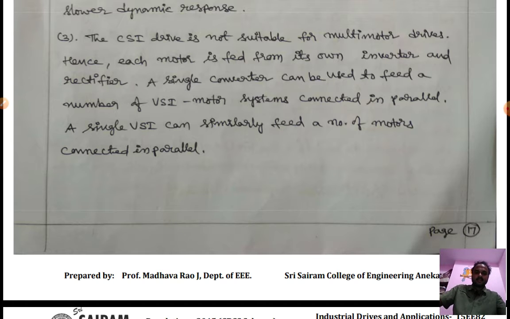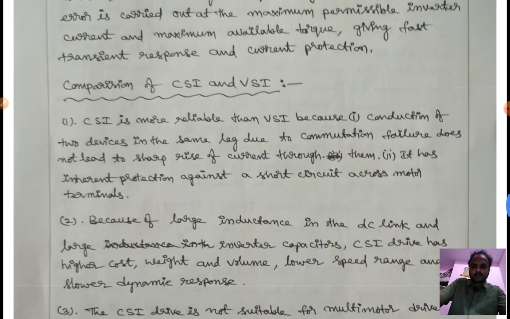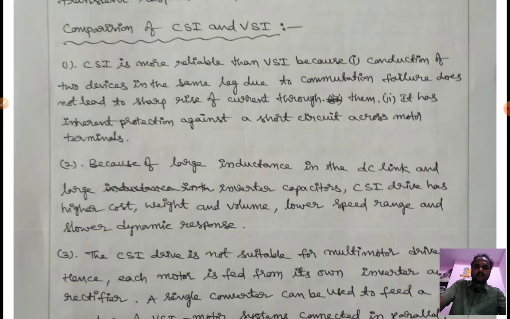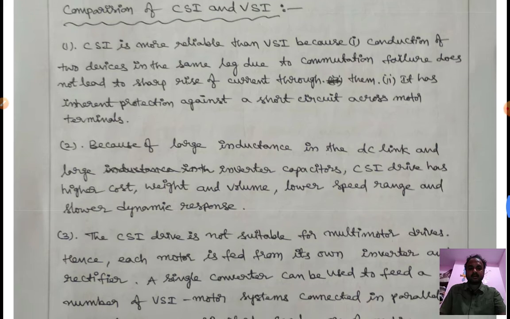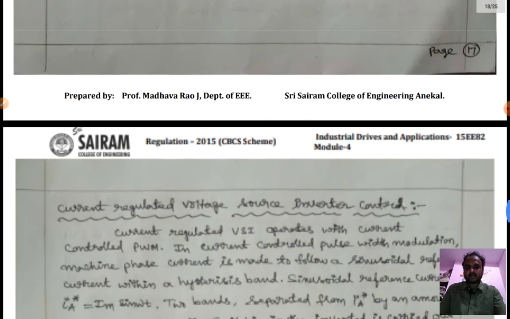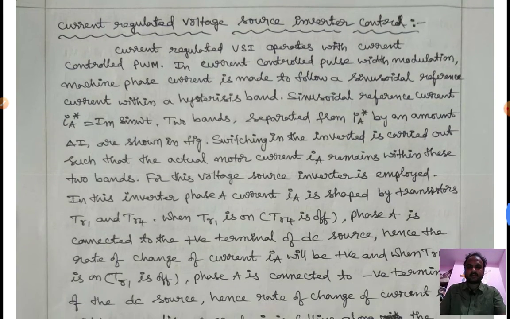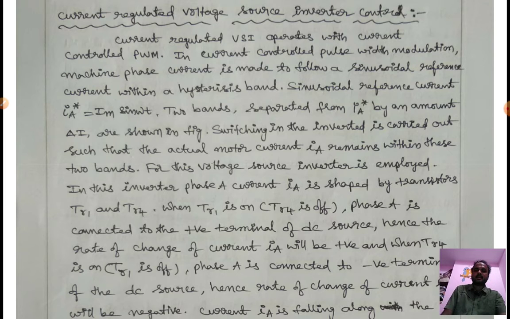So these are the comparisons of CSI and VSI. This is one of the important topics. Sometimes they may ask you to explain the advantages and disadvantages of VSI and CSI, so you can write these three points for that question. Okay. In the next video we will see the current regulated voltage source inverter controller. Thank you.